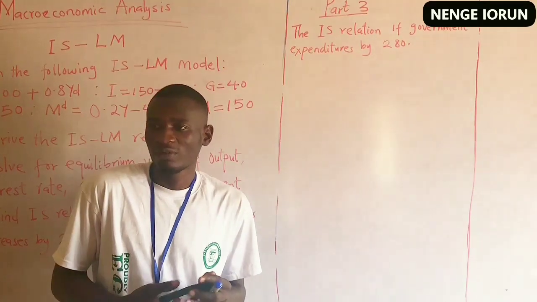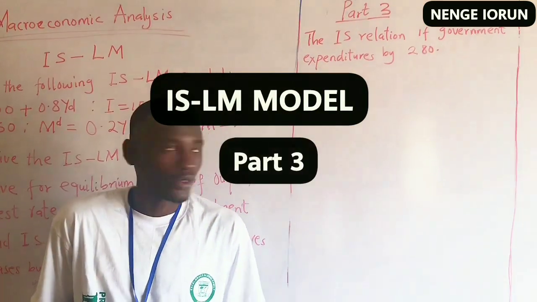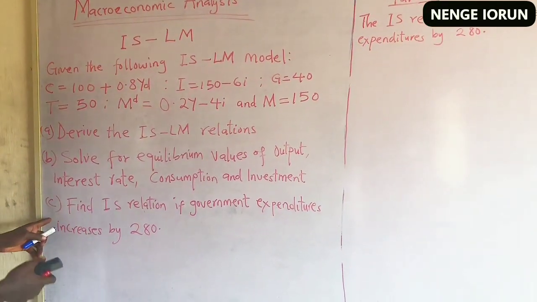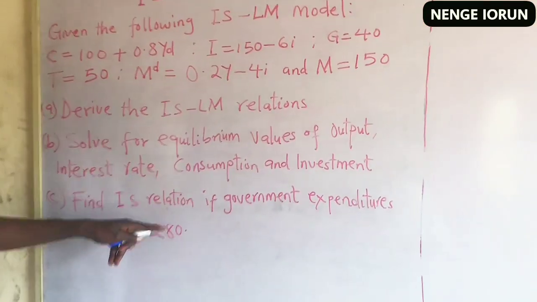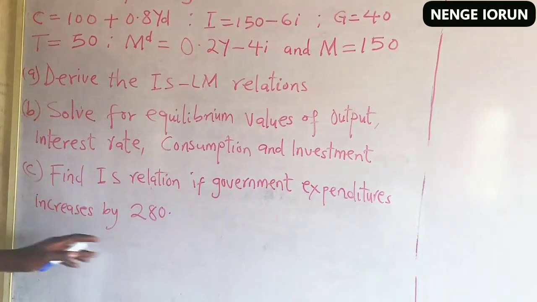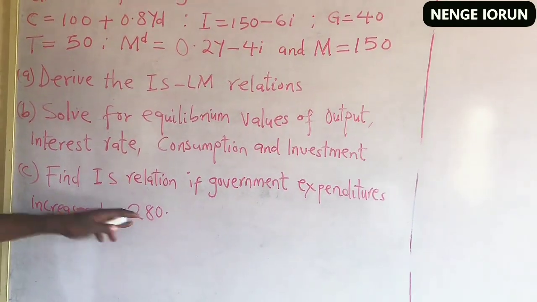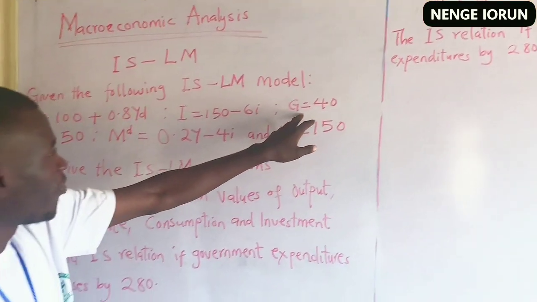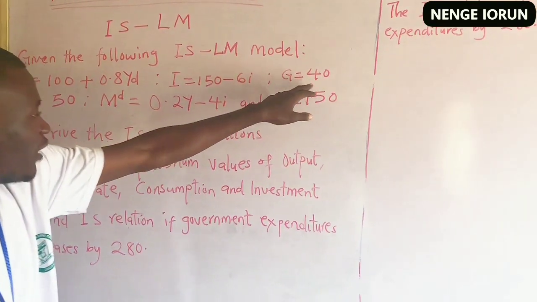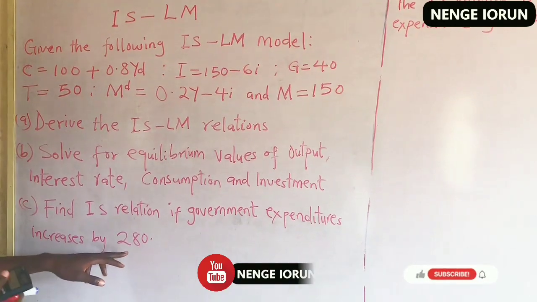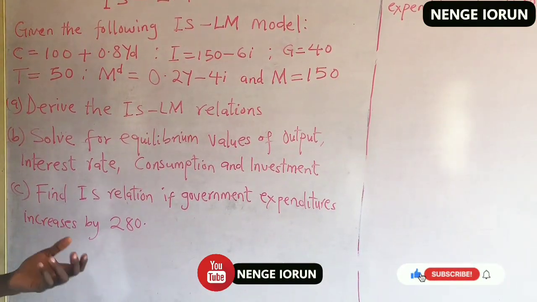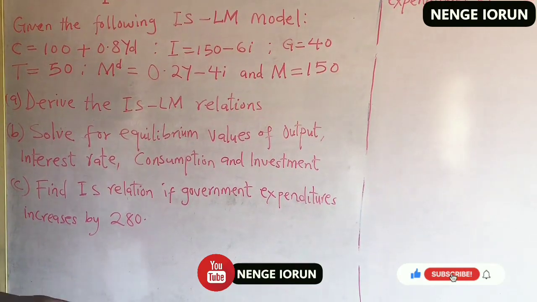So today we are going to solve the last part and we are ending this question today. It's part 3 of this question, which is the C part. I should find the IS relation if government expenditure increases by 280 naira. This was the former government expenditure. The government expenditure was 40. And if government expenditure increases by 280, how would the IS relation look like?